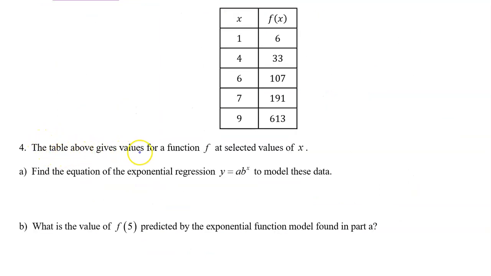Number 4. The table above gives values for a function f at selected values of x. Part A. Find the equation of the exponential regression y equals a times b to the x power to model these data. Let's type the x values in L1 on the calculator and the f of x values in L2.